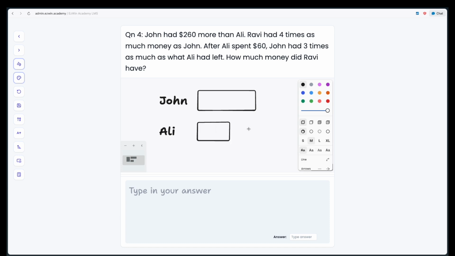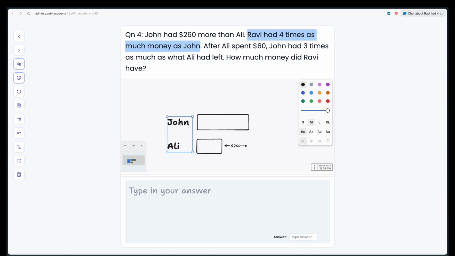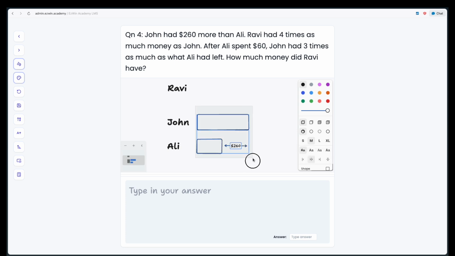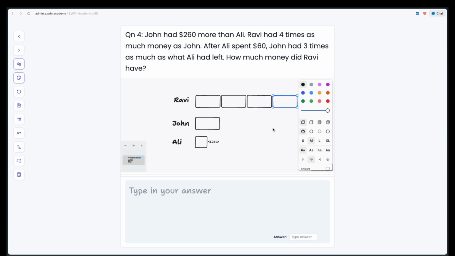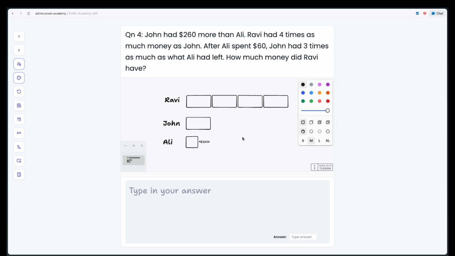So in this case, the difference over here, if I were to write this down, the difference is 260. That's what I see over here, 260. Now the next thing is, Ravi had 4 times as many as John. So I'm going to copy and paste and put Ravi at the top, and make this a little bit shorter. So Ravi over here has 4 times as much as John: 1, 2, 3, and 4. If I zoom out a bit, that's what you see over here.